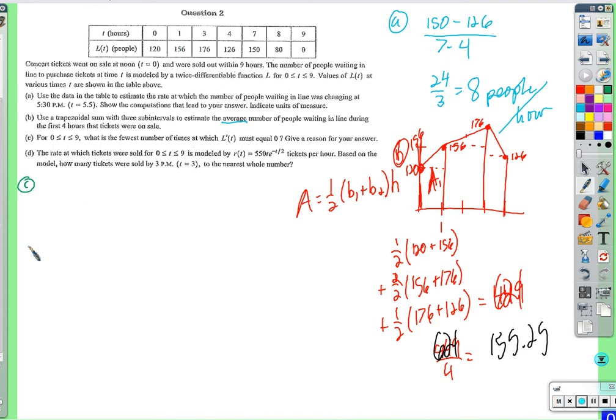Maybe not three times? Three times? Why three times? Because it goes down from 176 to 126 and goes back up to 150 and then down again to 80. Okay, so it was something like this: 120, 156, 176, 126, 150, 80, 0. So almost there, and there, in a sense, but not really there. But somewhere in between there, right? Okay.